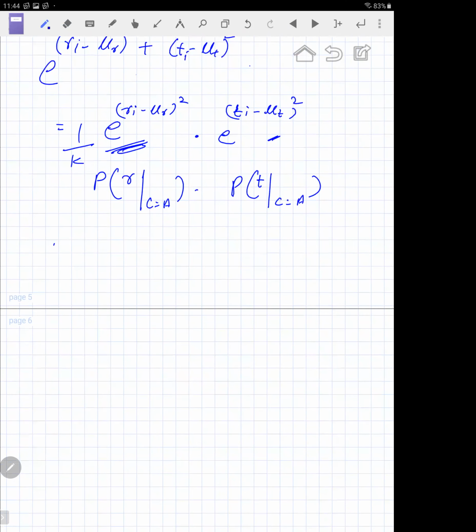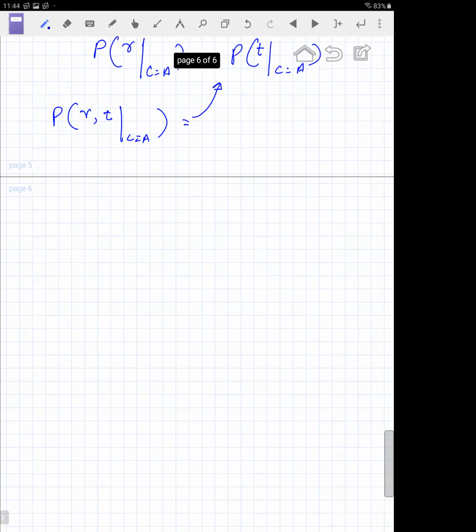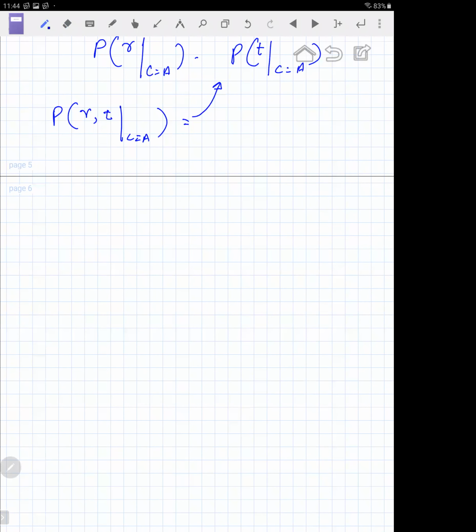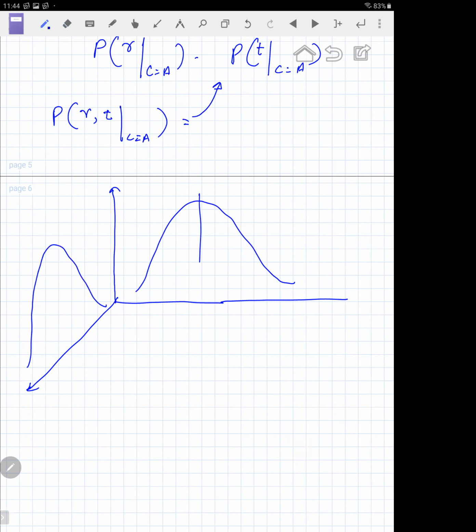So in essence, the probability of R comma T given city equal to A is nothing but the product of the two individual distributions. If I were to draw a picture for this, what does it mean? I have one distribution and I have another distribution. This is the price, this is the temperature T.